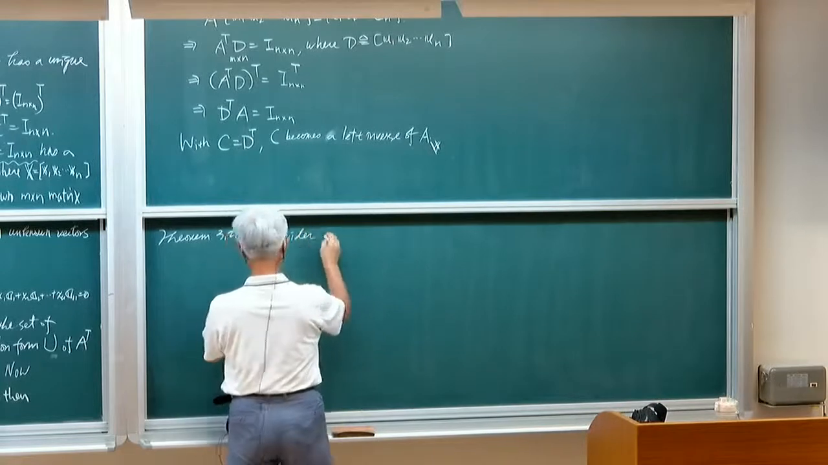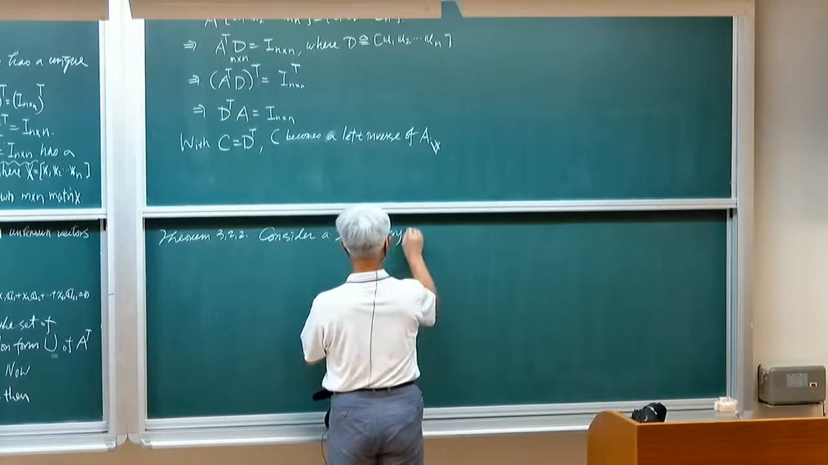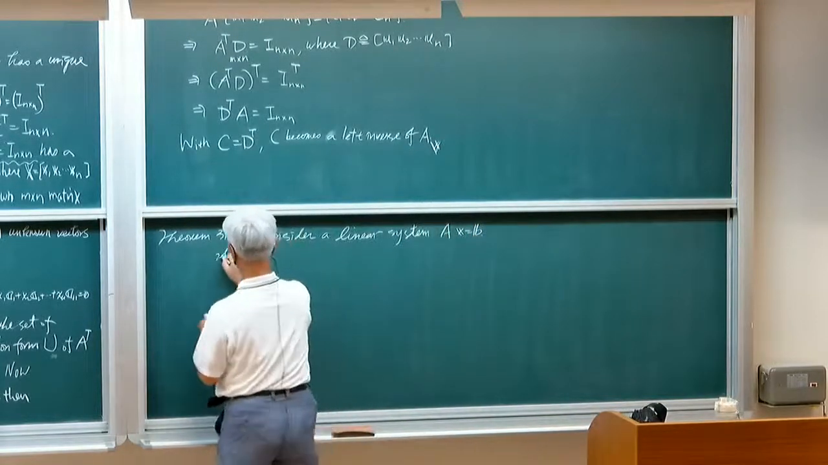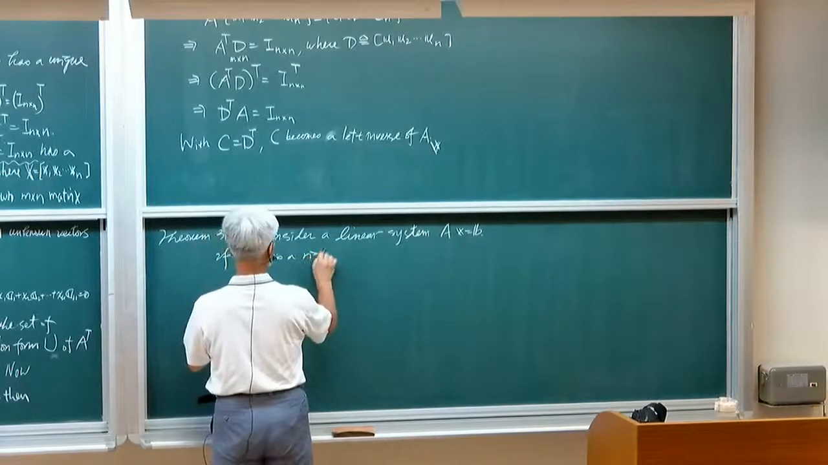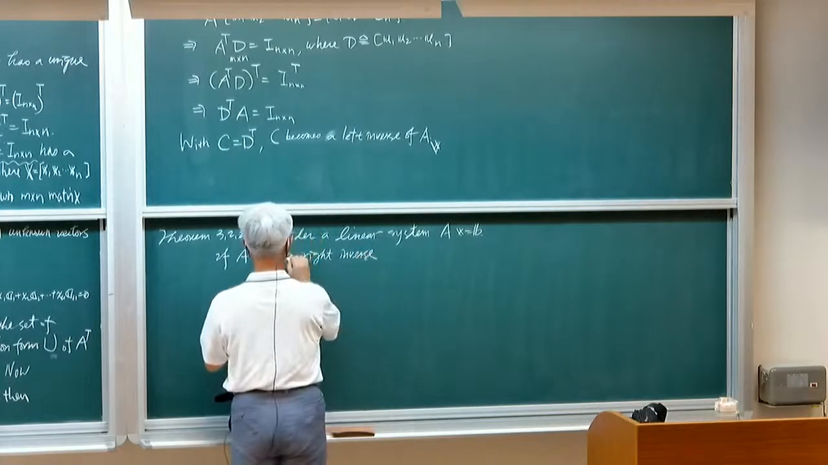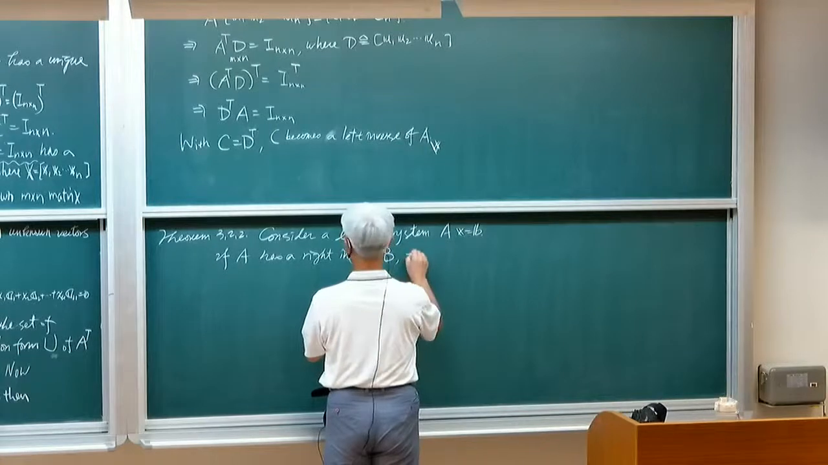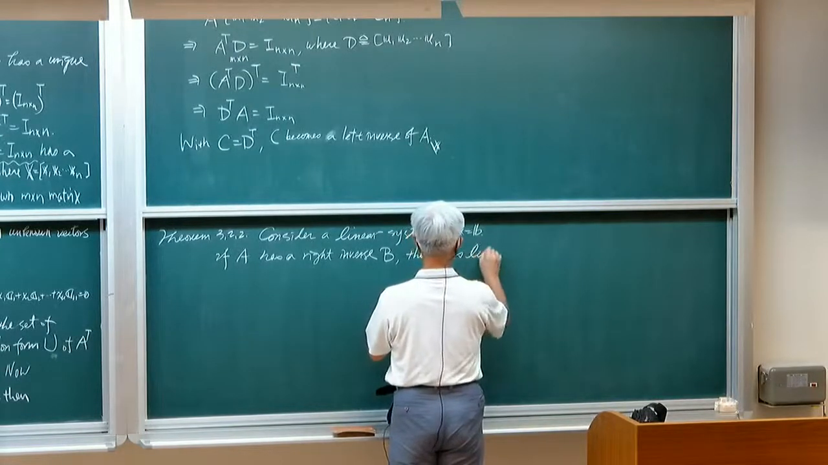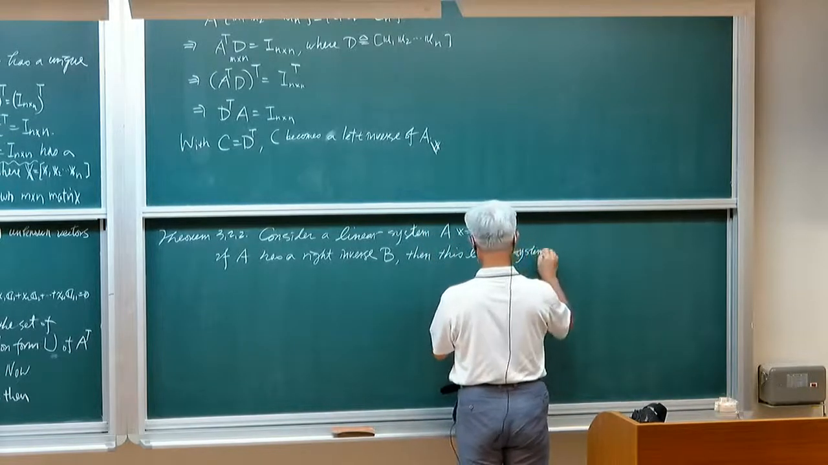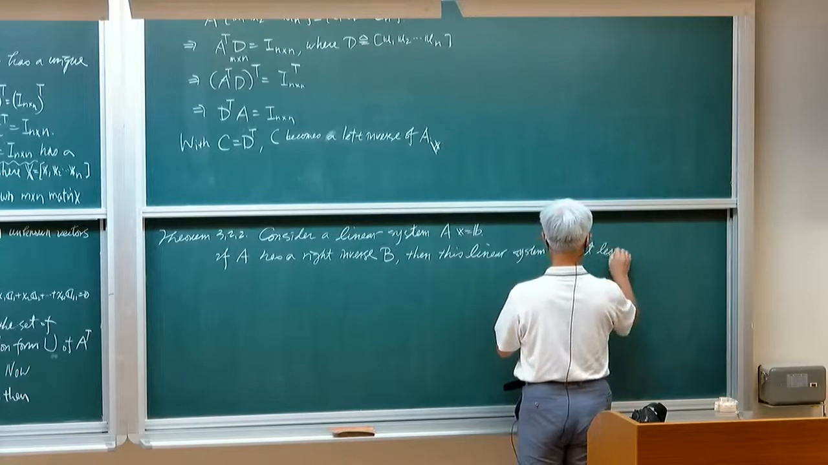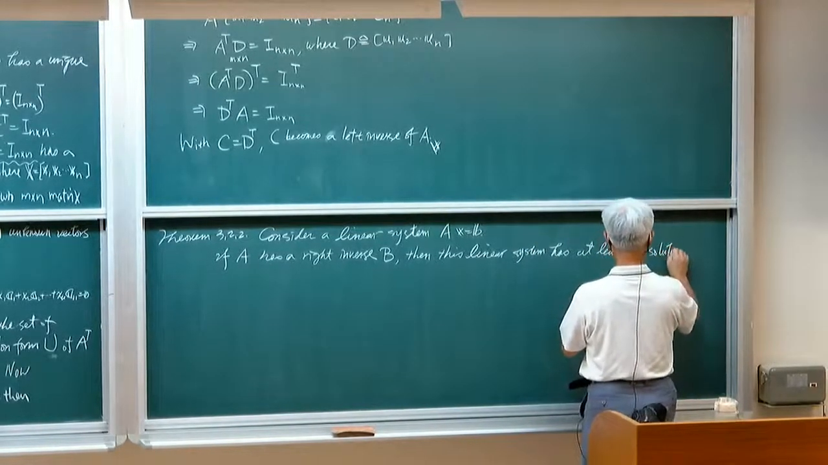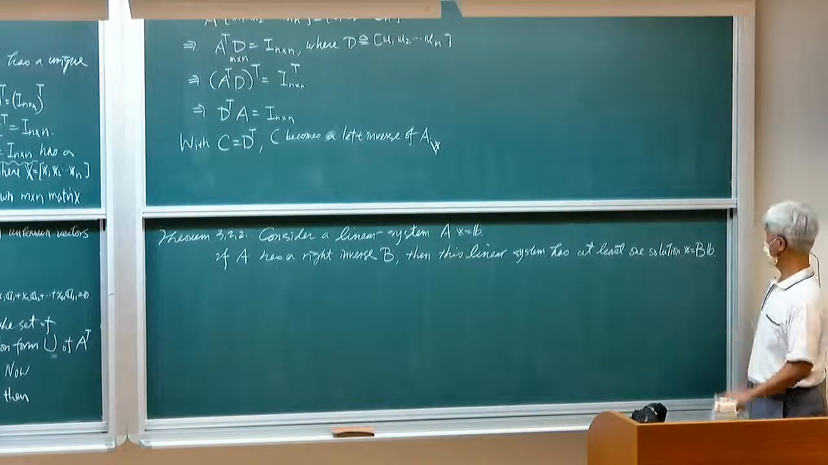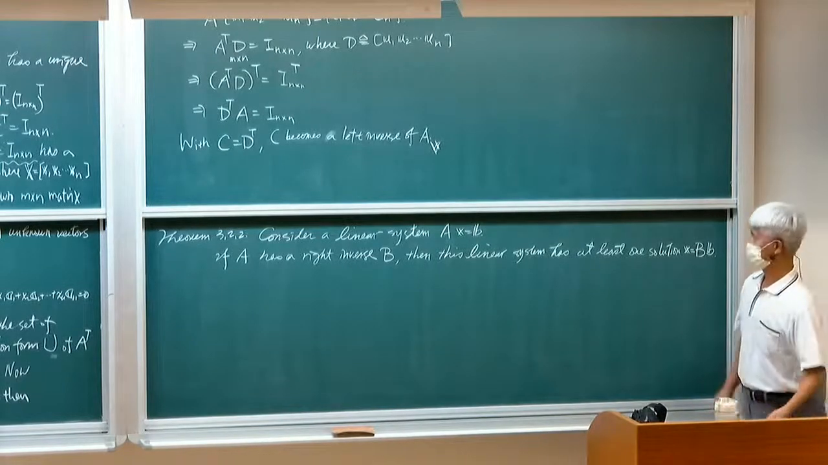All right, consider a linear system AX equal to B. If A has a right inverse, if A has a right inverse B, then this linear system has at least one solution, which is B multiplied with B.